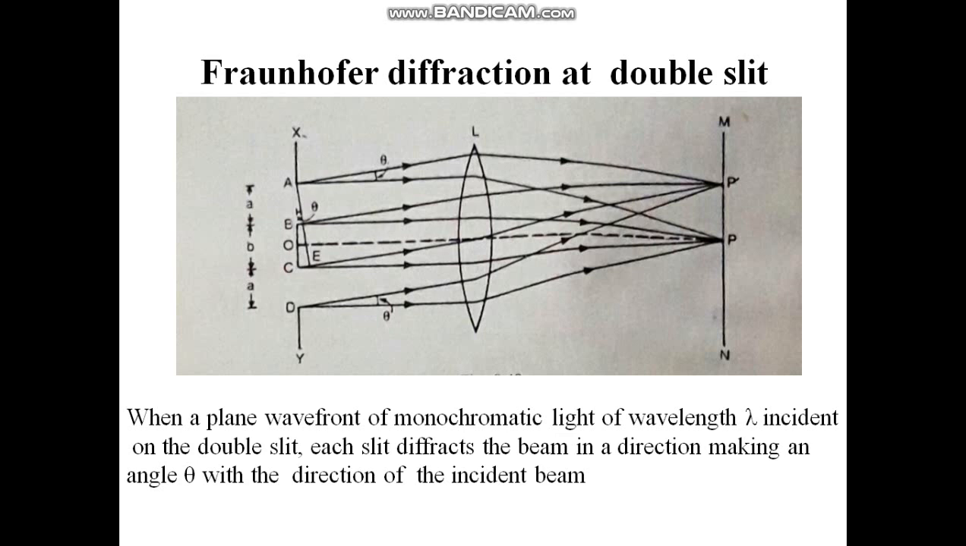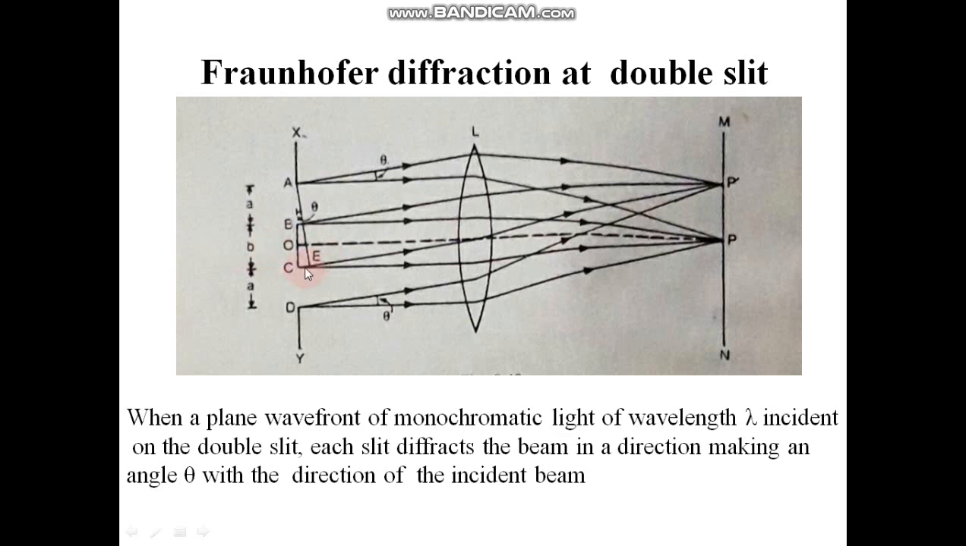Fraunhofer diffraction at double slit. When a plane wavefront of monochromatic light of wavelength lambda is incident on a double slit. Here AB and CD are the two slits. BC is the opaque portion, or the separation between these two slits. AB and CD are of equal width, the small a, and the separation is of width, the small b.